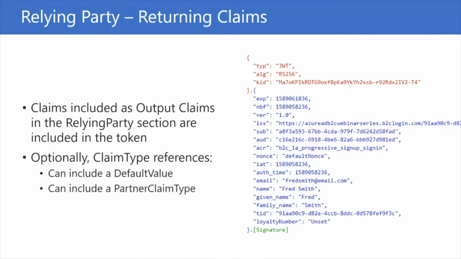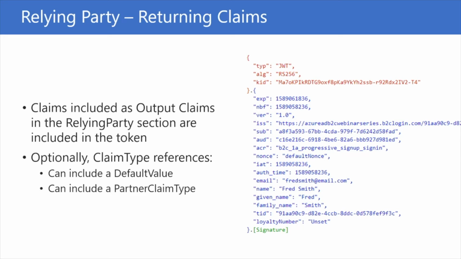The final change to discuss is to include the new loyalty number claim in the resulting JWT token. To include a claim in the token, you need to add the claim in the output claim section of the relying party element for your policy. There are a couple of interesting things worth mentioning about claim type references, and this applies not only to the relying party section, but several other places that claim type references are included.